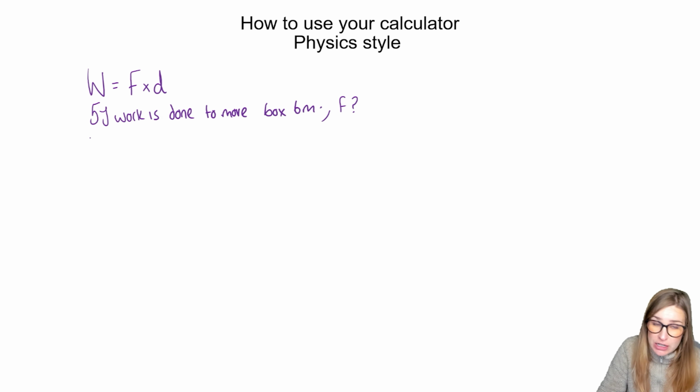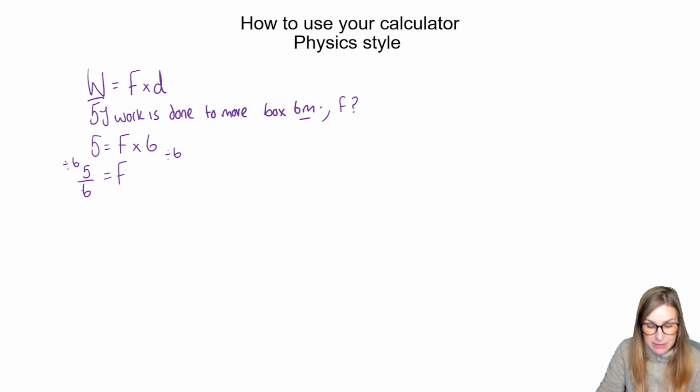In my calculator, I just pop the numbers in. I know work is always measured in joules, so 5 is equal to force multiplied by the distance. Distance in physics is always measured in meters, and that's my number 6. We're going to learn about this in the topic pages, so if you don't remember how to do work done, just go to that work done page. To calculate force, remember the opposite of multiplying by 6 is dividing by 6, and what we do to one side, we do to the other side. So what I'm doing here is 5 divided by 6.